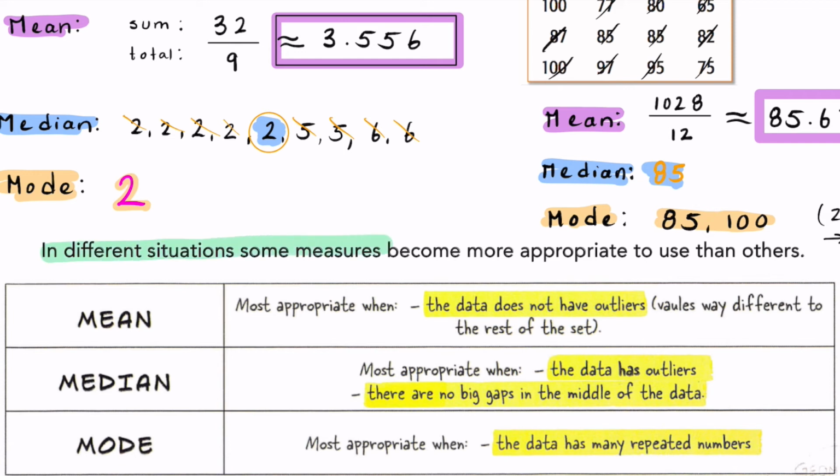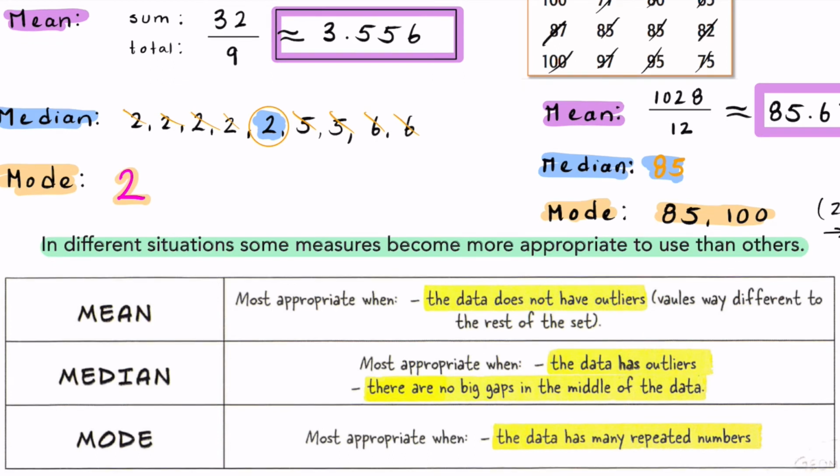In different situations, some measures become more appropriate to use than others. Using the mean is most appropriate when the data does not have outliers. If you have a very close set of data, where all the numbers are very close together, it's appropriate to use the mean. You should use the median when the data has outliers, but there are no big gaps in the middle of the data. So you might have one number that's really big or one number that's drastically smaller than the rest, but the rest of the data group is pretty tight. That's when you want to use the median.